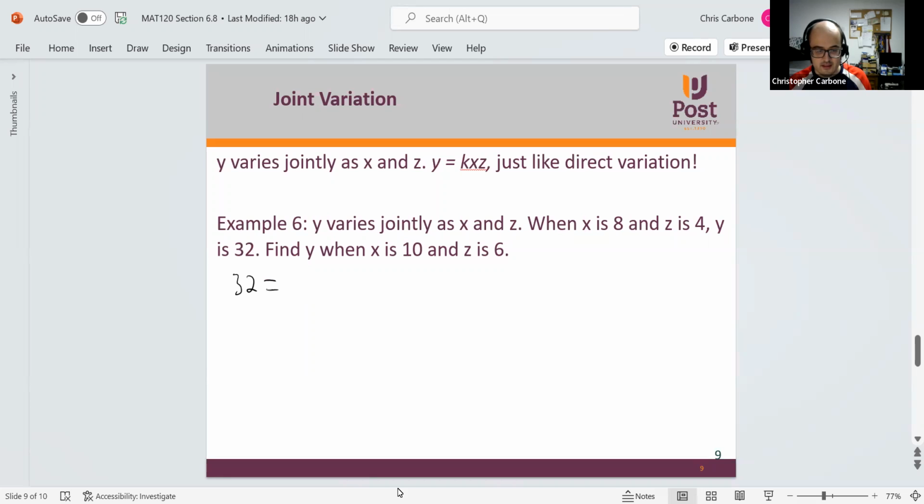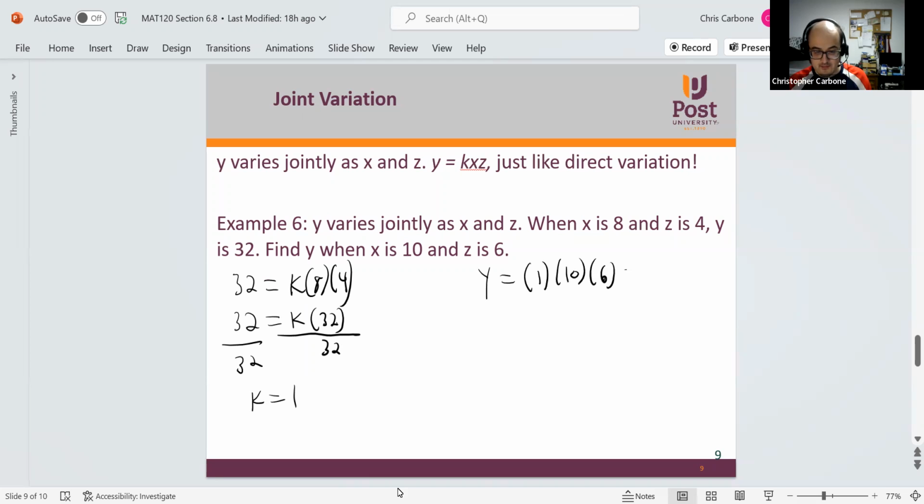So 32 is equal to k times 8 times 4. 8 times 4 is 32. So 32 is equal to k times 32. Dividing by 32 gives us a k value, very nicely, as just 1. So y would be equal to 1 times 10 times 6, also known as 60.